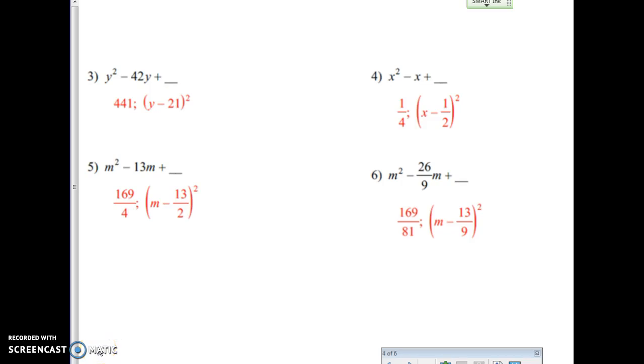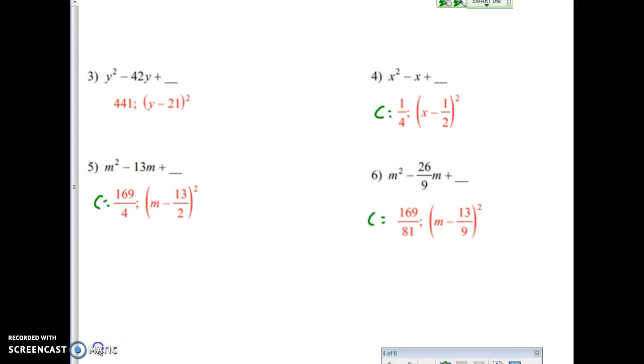So for number 3, I got c to be 441, and the factor form turns out to be y minus 21 squared. For number 4, I got c to be 1/4, and then I got the factor form to be x minus 1/2 squared.